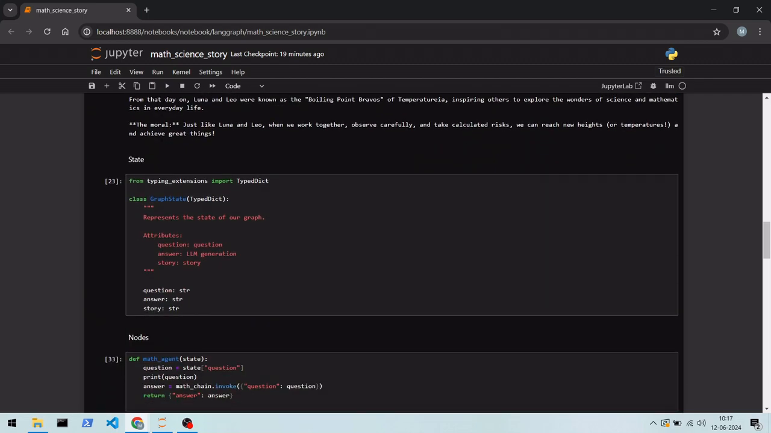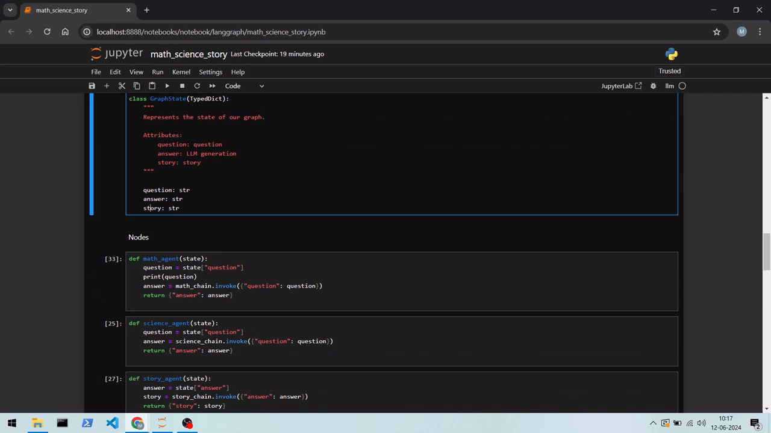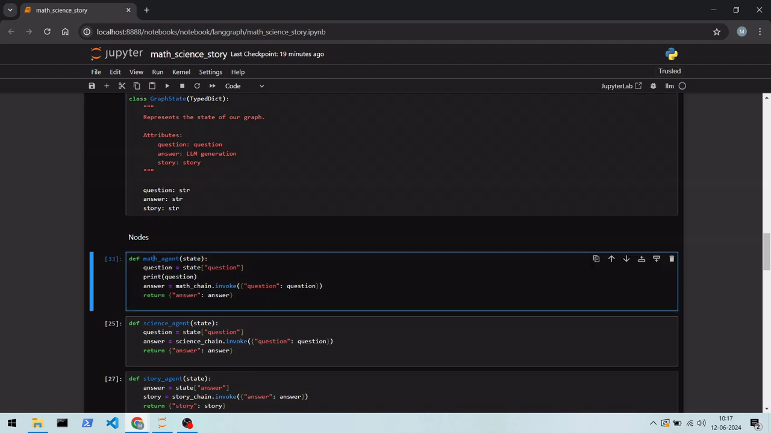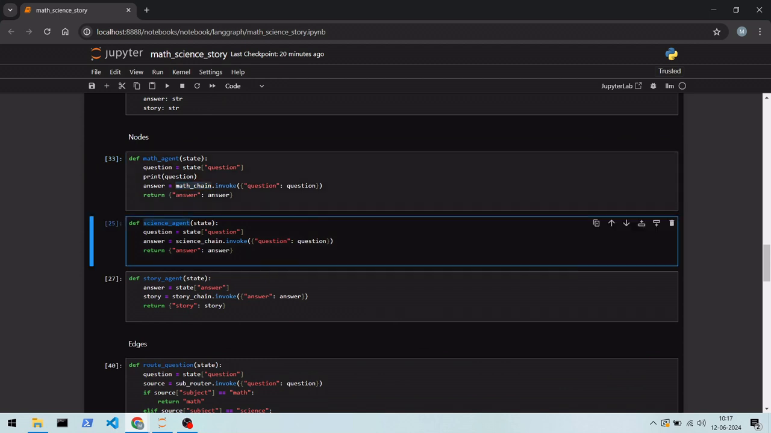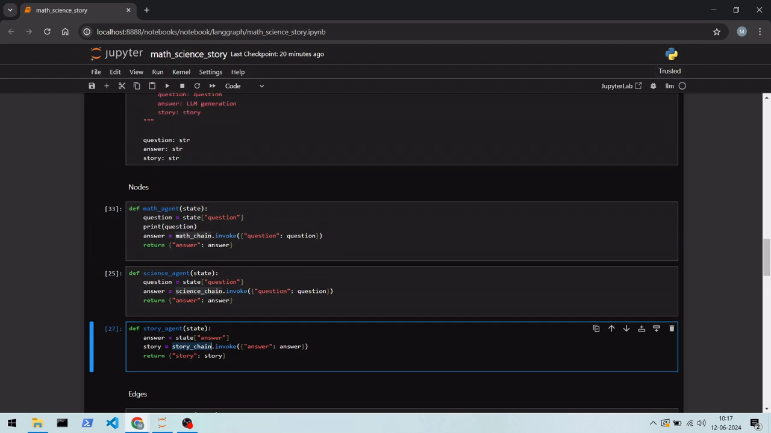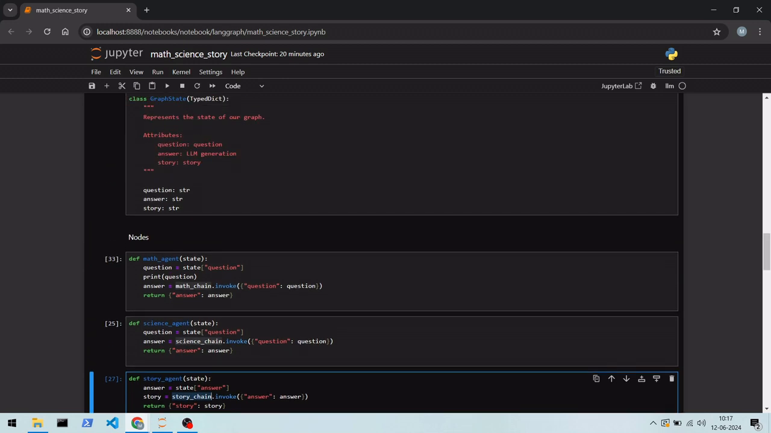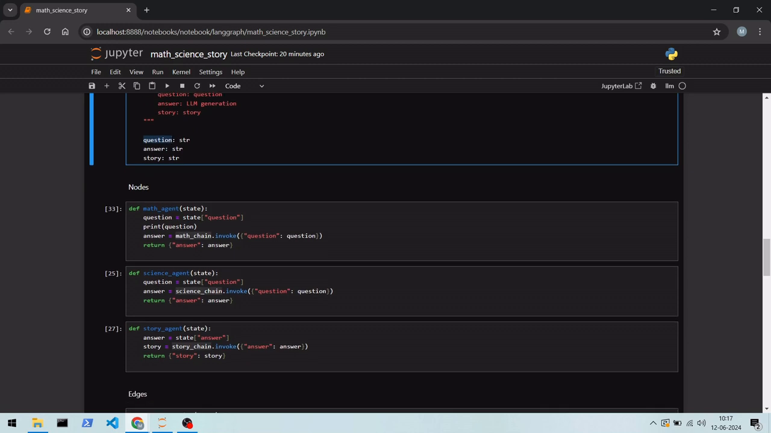Then we'll create a state which has a question, answer, and story. Next, we'll have the nodes. These are all the agents like math agent, science agent, and story agent. Math agent invokes the math chain, science agent invokes the science chain, and story agent invokes the story chain. And each node accesses the state, gets the value from the state, and updates the same.